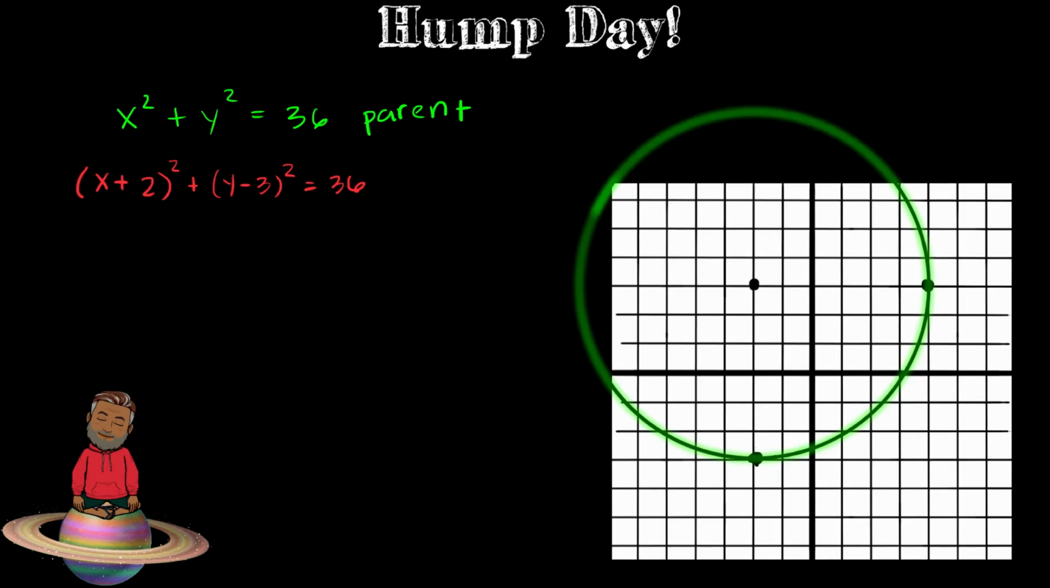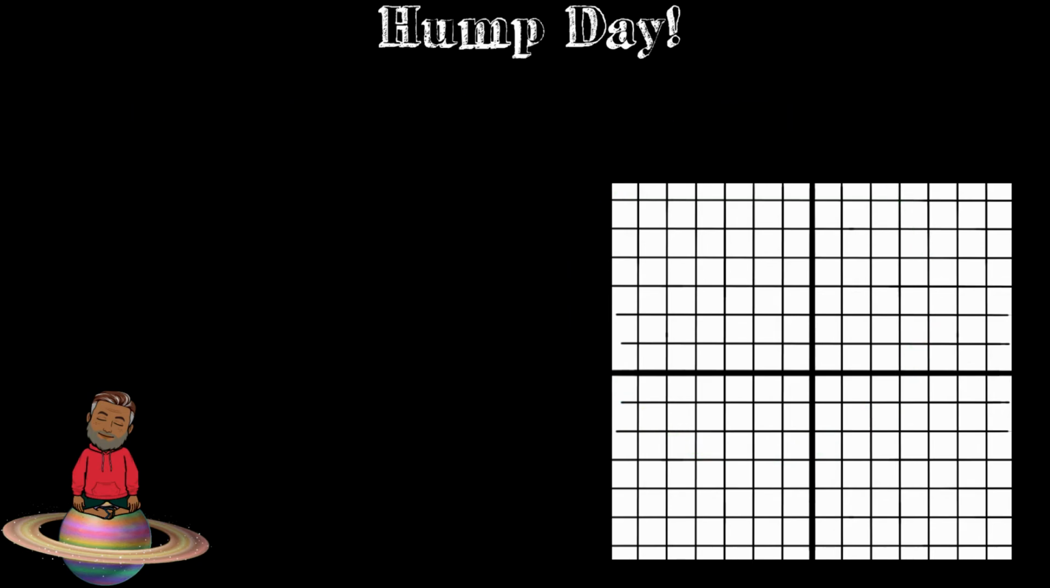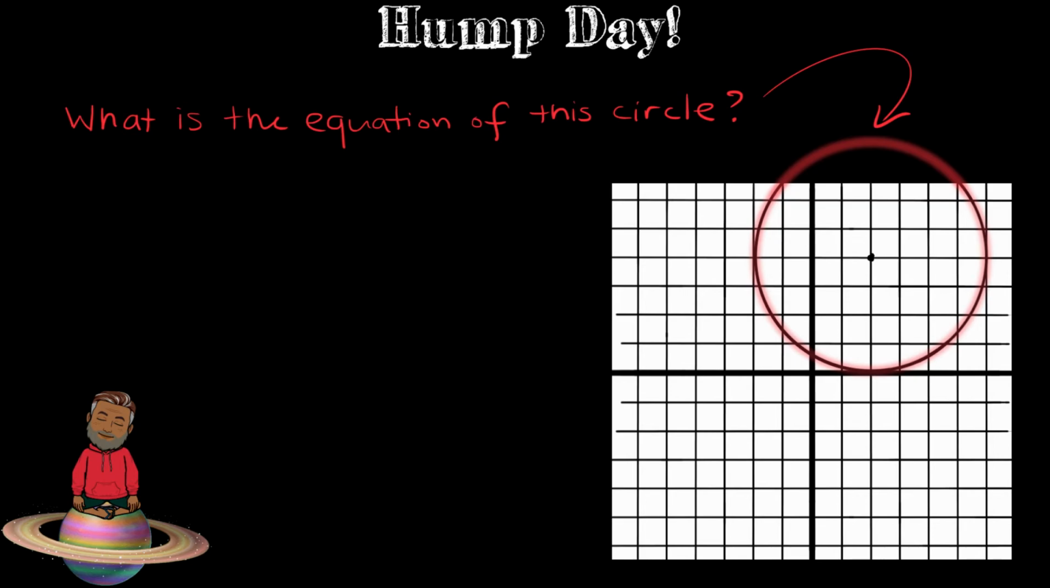All right, last problem that I want to take a look at today is this one. What is the equation of this circle? First thing I'm going to do is identify what the parent of this graph is. The parent of this circle has a radius of 1, 2, 3, 4. So we know that our radius is 4. If the radius is 4, that means we're going to be using x squared plus y squared is equal to 16.